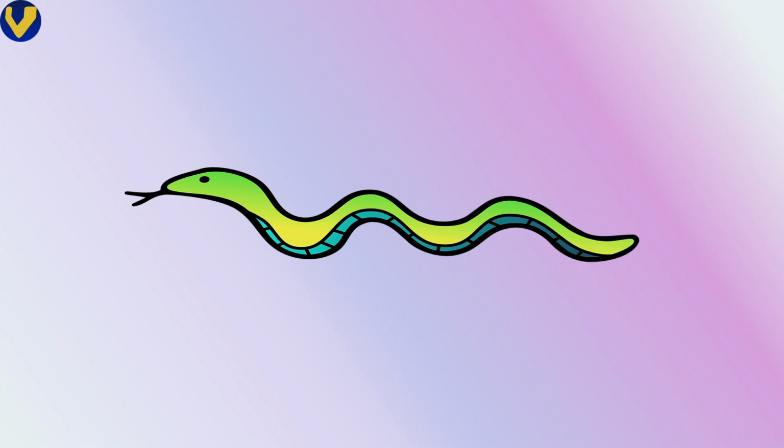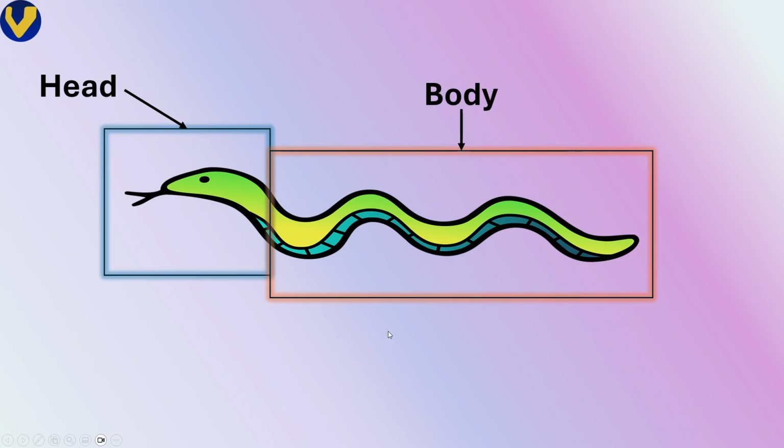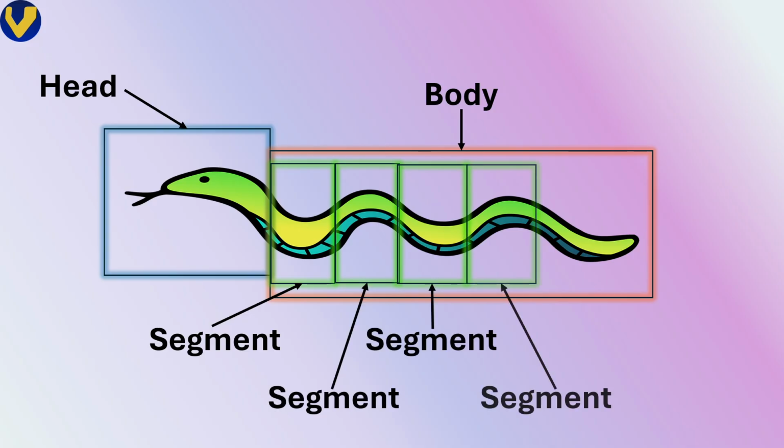Now with the snake itself, we're going to be splitting the snake up into different pieces. For instance, in this particular example, we're going to be splitting the snake up into a head and a body. And then we're going to be splitting the body itself up into different little segments. In this particular case, for the purposes of this illustration, 5 segments.